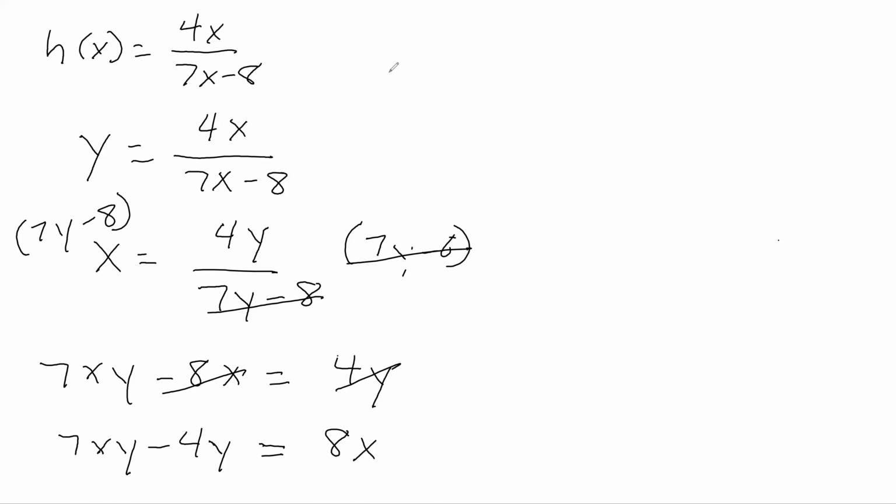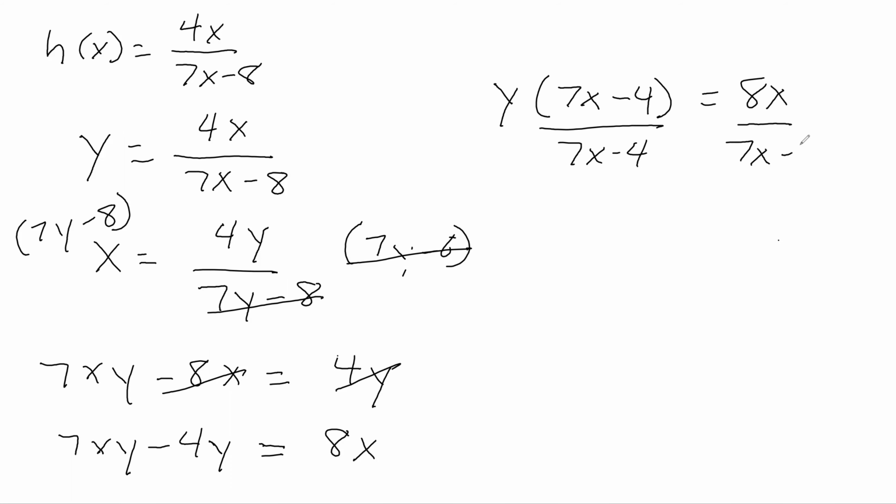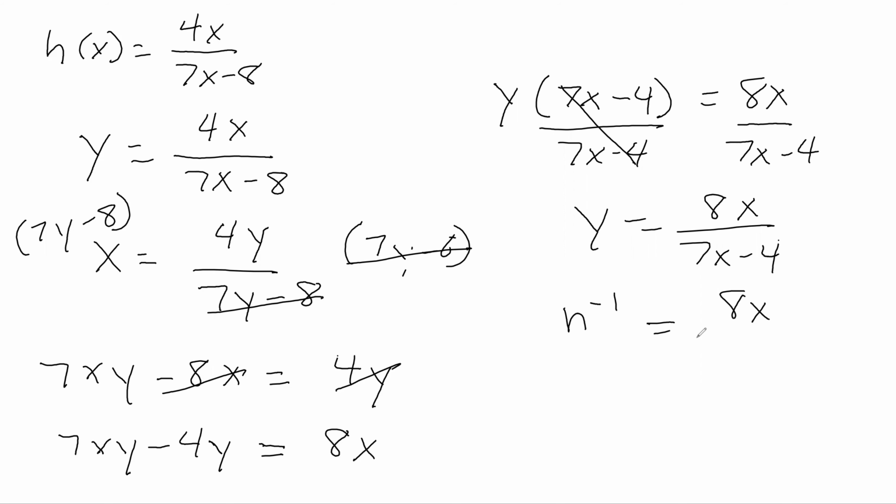So y times, I got to factor it out. Y times 7x minus 4 is going to equal 8x. Now I can go ahead and divide by the 7x minus 4. So that cancels out. Y is then equal to 8x over 7x minus 4, which in functional notation would be h to the negative 1 equals 8x over 7x minus 4.